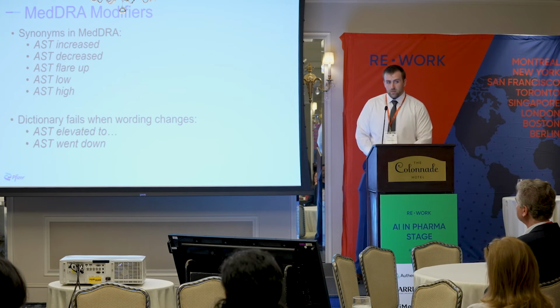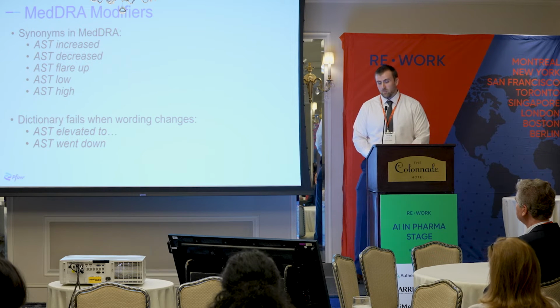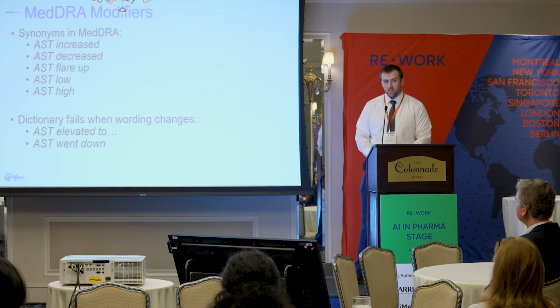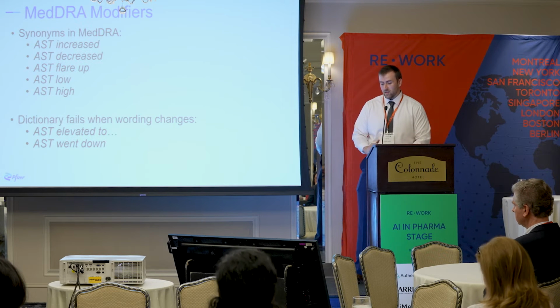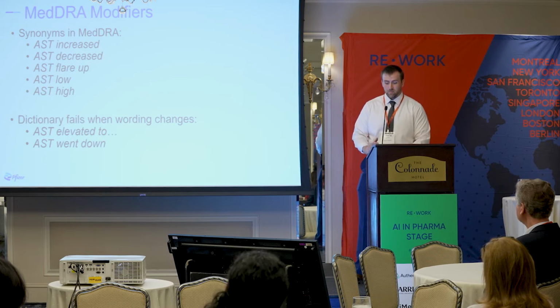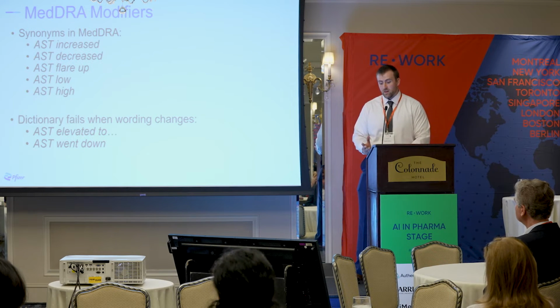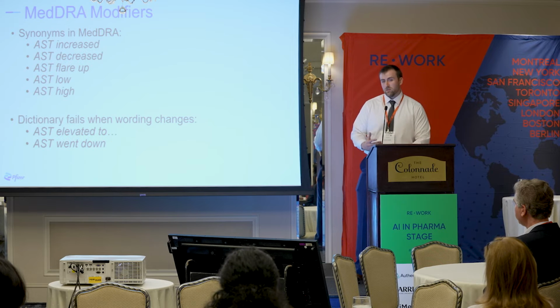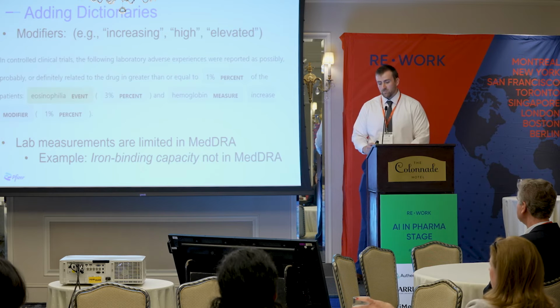What we start to see, though, is that within MedDRA we have laboratory measurements, but the phrasing is very limited. In these cases, we have AST increased, AST decreased, AST flare-up, low, high. These are the only ways this is mentioned within MedDRA itself. When we have different phrasings, such as AST elevated to or AST went down, MedDRA is no longer able to capture these. So how do we go about fixing this?